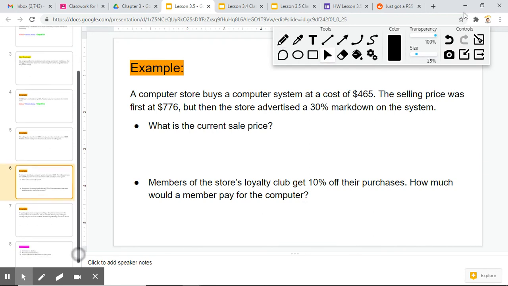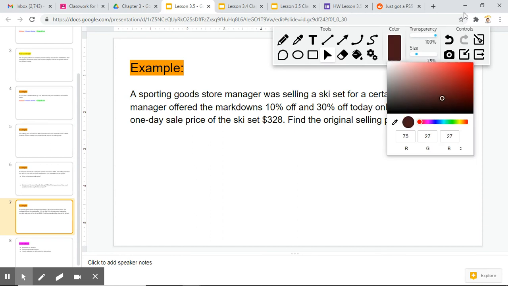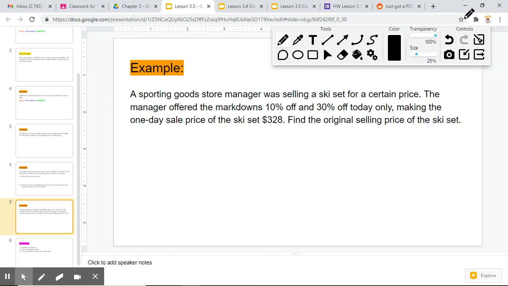All right, I believe we got one more example for us here. So a sporting goods store manager was selling a ski set for a certain price. The manager offered the markdowns 10% off and 30% off today only, making the one-day sale price of the ski set $328. And our goal is to find the original selling price of the ski set. All right. So we want to find the original cost here, right? We don't really know our markup. We just know the percents it changed.